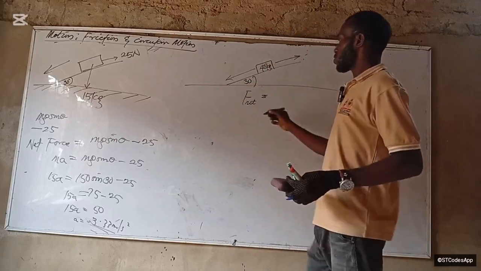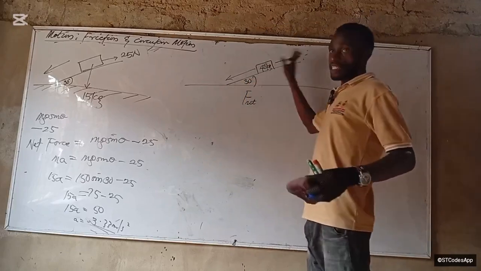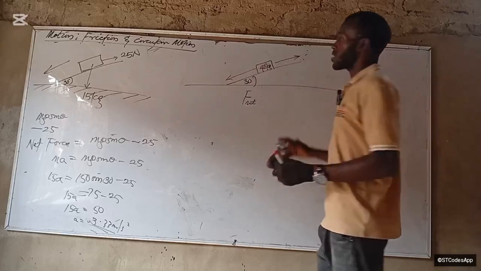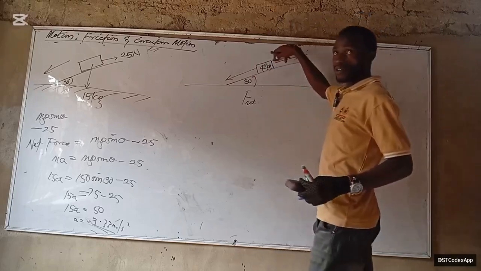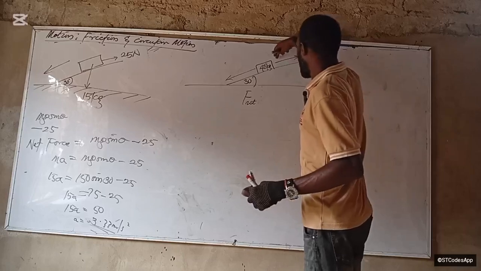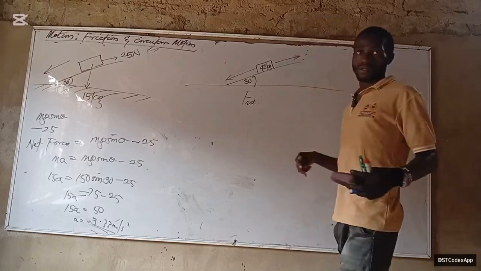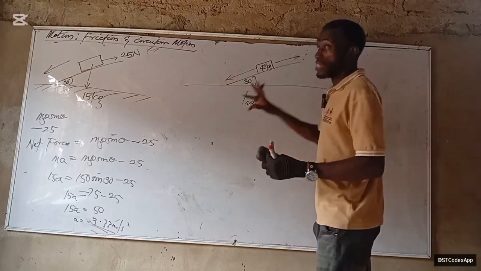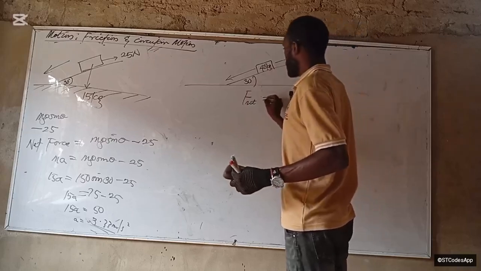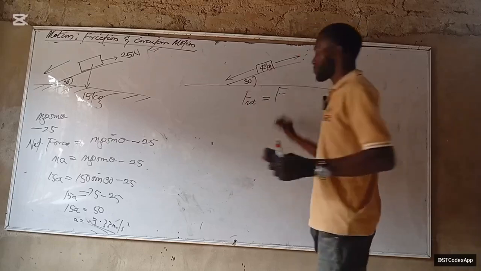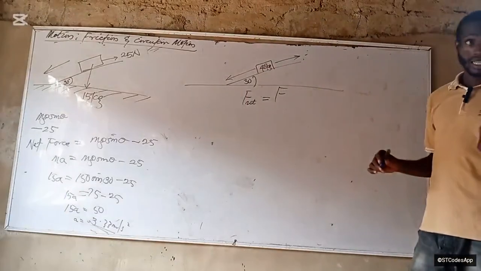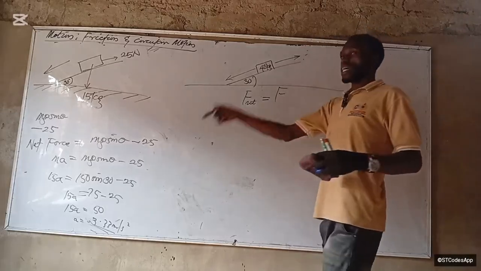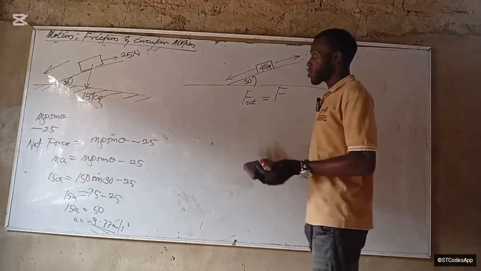So F net is going to be equal to, first, there are two forces acting on this body, and for this body to move, it means the forces are unbalanced, right? The first force is the force in this direction, which is the direction we want to pull it. That force is in the direction of motion, so it will be positive, F.